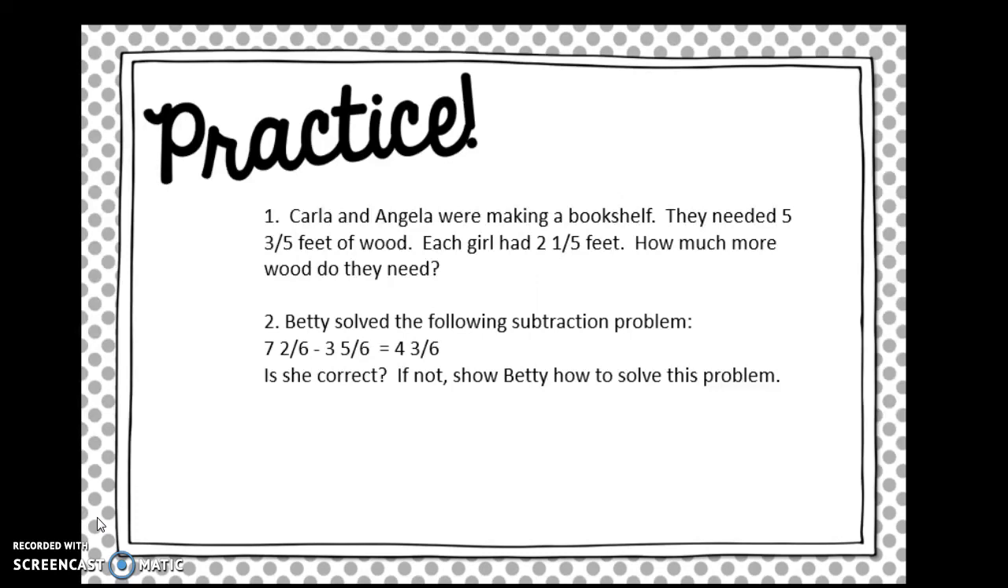As you're solving these two practice problems for homework tonight, please make sure that you have a visual model along with your equations down in your notebook, which is what we will be checking in the morning.